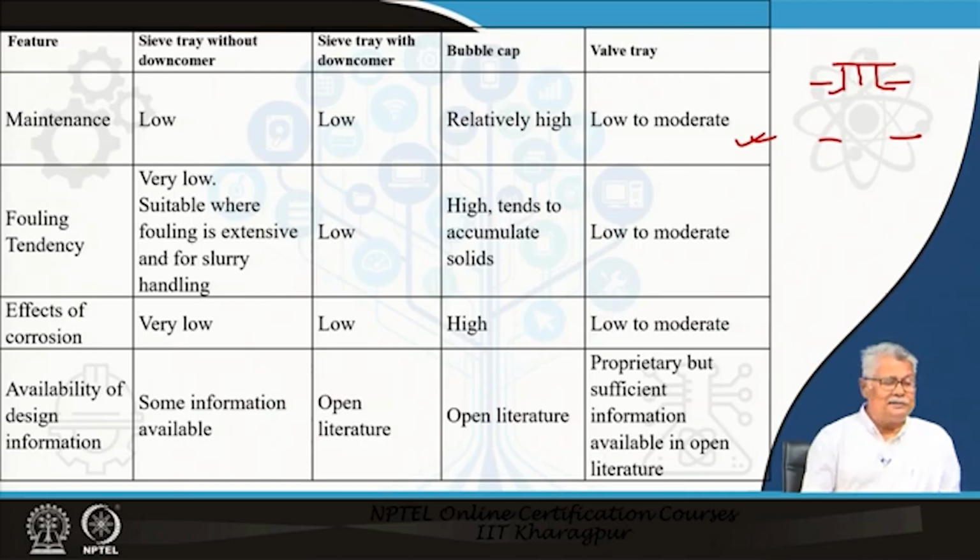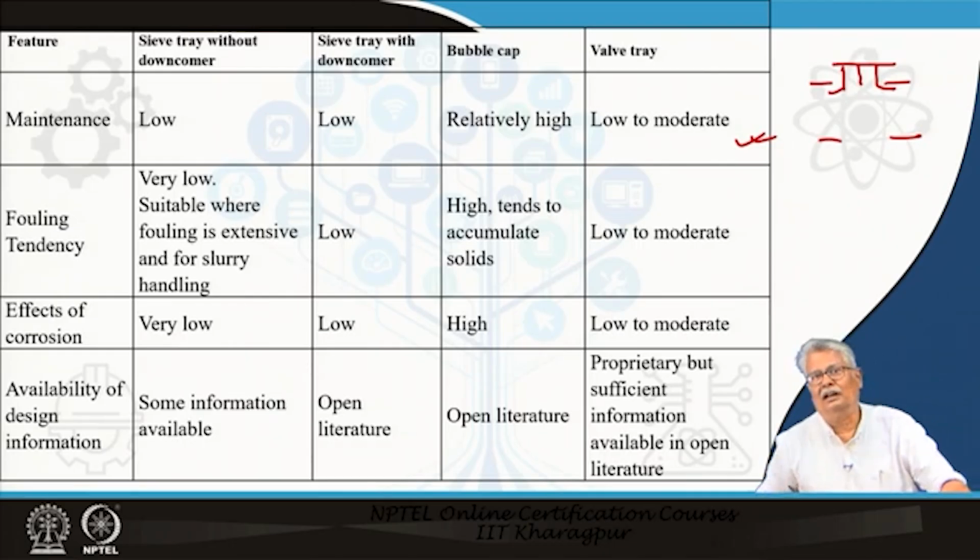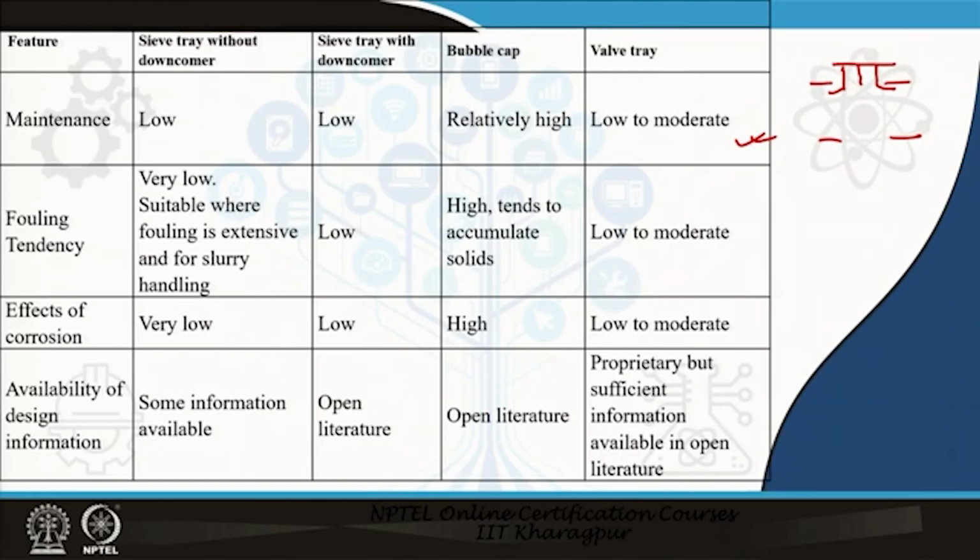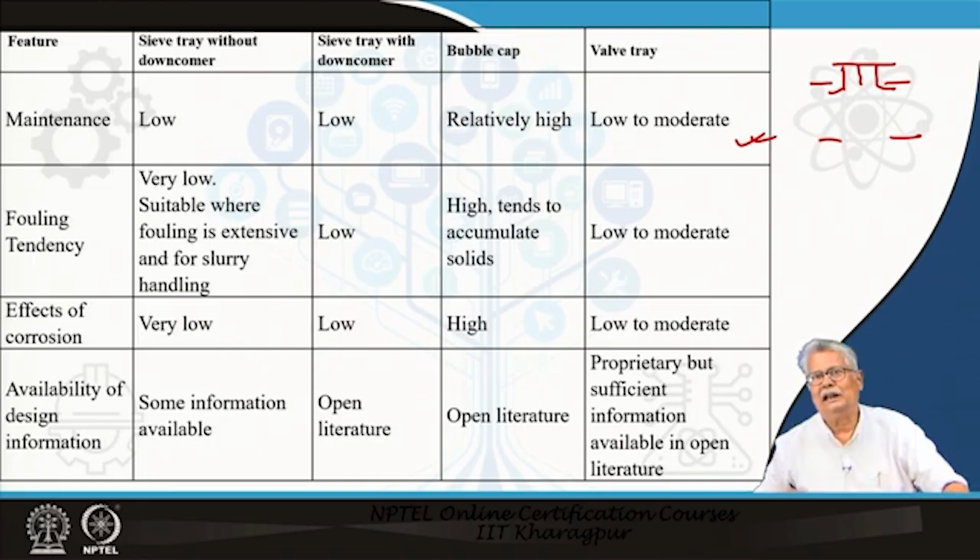The last point which is given here is very important. Regarding sieve tray without downcomer, there is information available in the literature. The with and without downcomer both are there in the literature. In case of bubble cap, yes, you can refer to that book by B.D. Smith, Design of Equilibrium Stage Processes, which gives a fairly detailed way by which this is designed. And in case of valve trays, some data is available, but it is mostly proprietary.